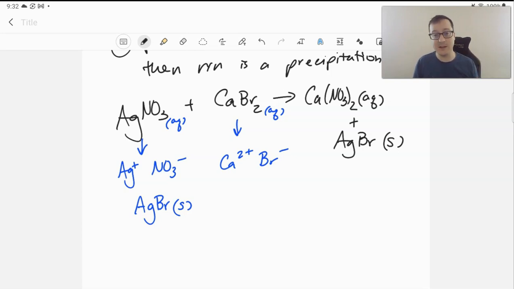All right, so that's precipitation reactions. In our next video, we'll evaluate reactions that produce water or gases, which will be called neutralization reactions.